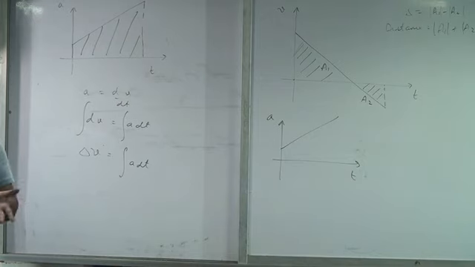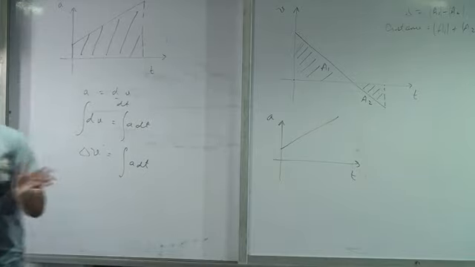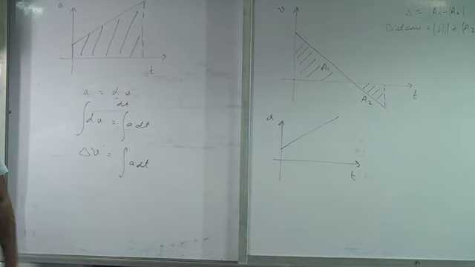How do I find the velocity? For that I have to know the initial velocity, otherwise I cannot. This is only going to give me the change in velocity, not the velocity. Is that clear? Clear?